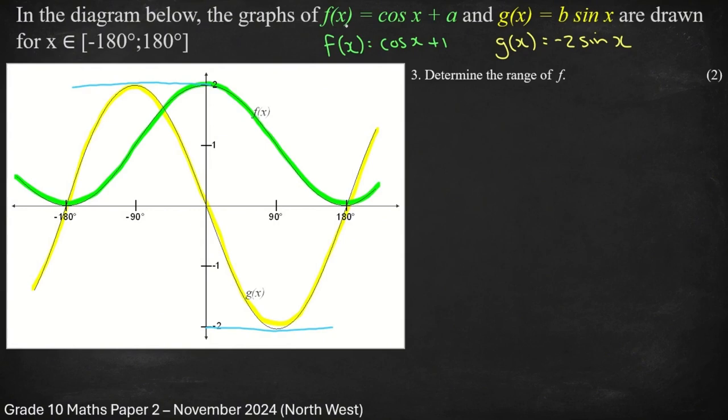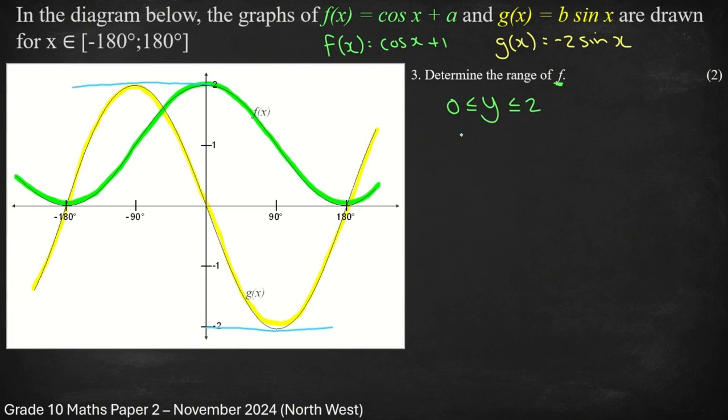So f is the green graph, so I'm going to mark it like that. And the range is all the y values that your graph can be. So let's have a look at the green graph. For this green graph, the minimum y value is 0 and the maximum y value is 2. Therefore, the range is y is bigger or equal to 0 and it is smaller or equal to 2.